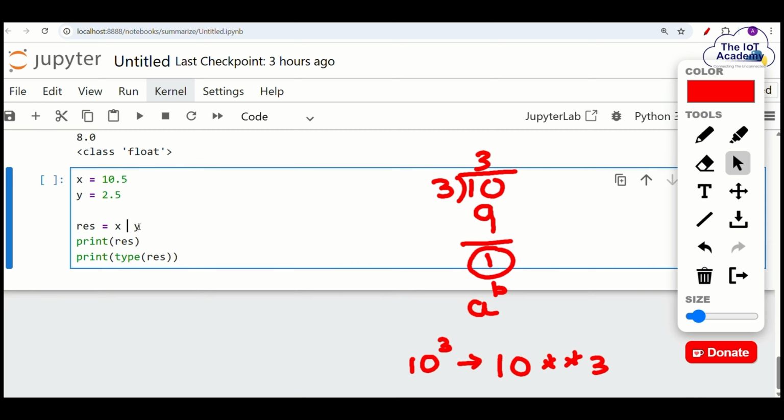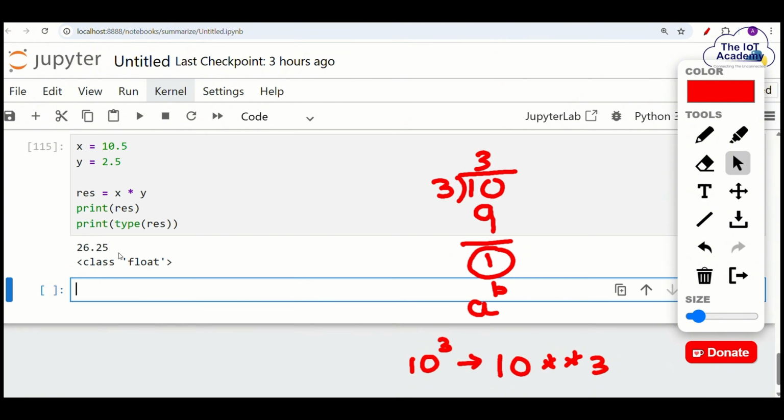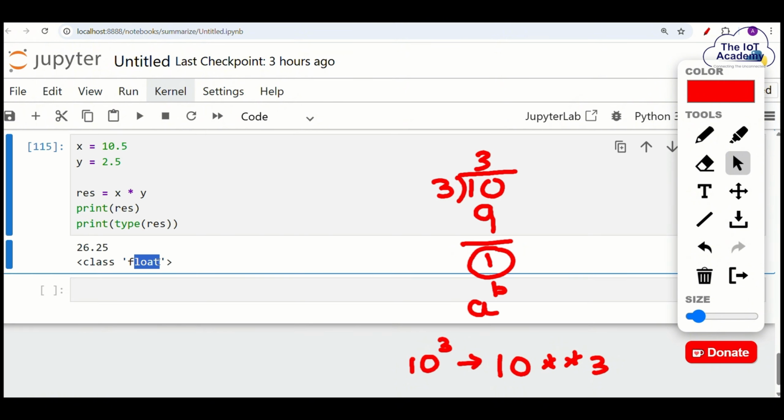What if you do multiplication? Let's do that. Okay, so float times float. Result, type result, and it gives you the float type.